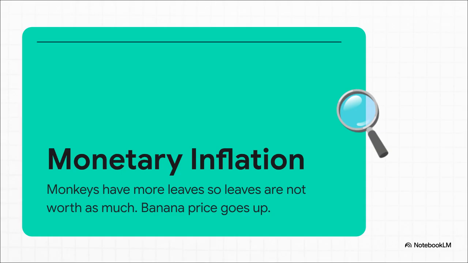But suddenly, out of nowhere, the monkeys just have way more leaves in their hands than usual. What happens then? Well, because there are just so many leaves floating around, the leaves themselves lose their value. The farmer realizes those leaves aren't worth as much as they used to be, so he bumps up the banana price to compensate. This is monetary inflation.